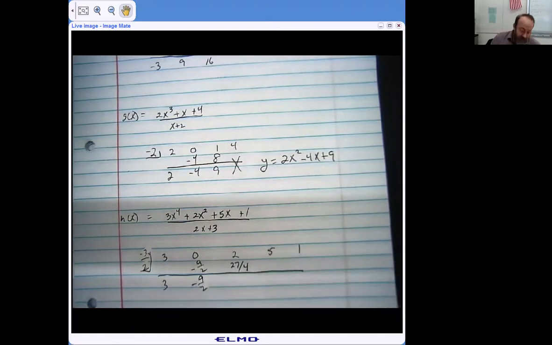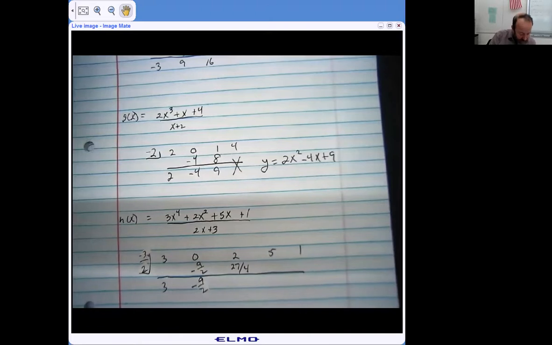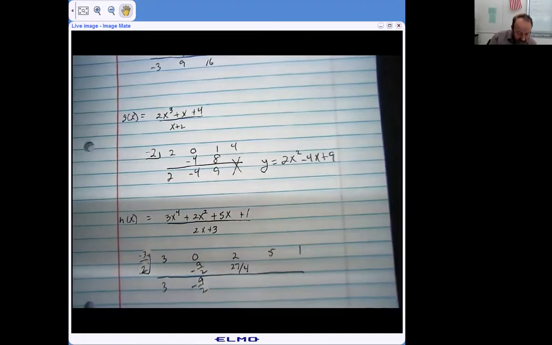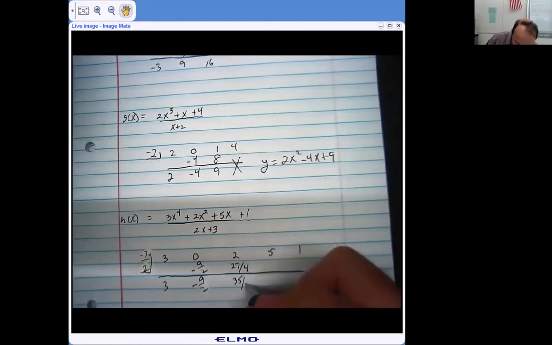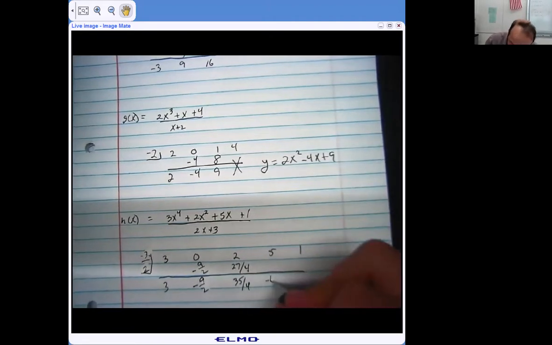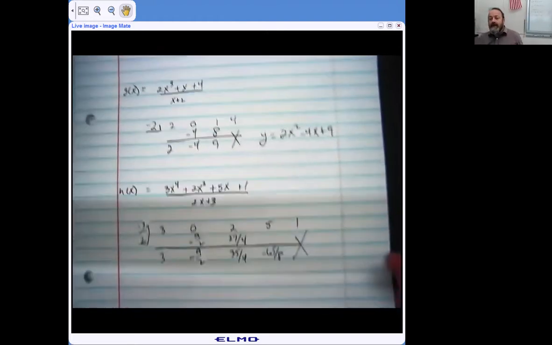And then that 27/4 plus 2 is going to be, let me see, 27/4 plus 2 should be 35/4, but I don't want to mess that up. That is 35/4. Multiply that by negative 3/2, and then add 5 to that, and I'm going to get negative 65/8. And remember, I'm going to throw that portion away because it doesn't matter.